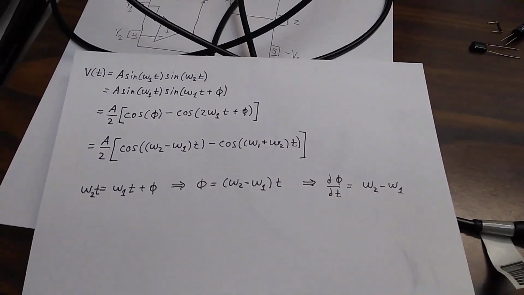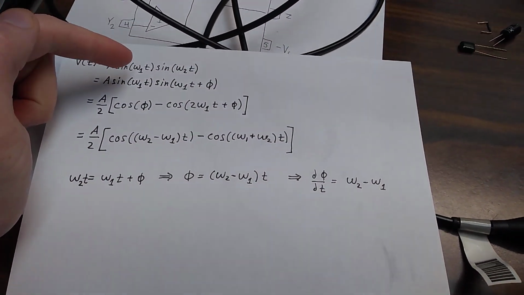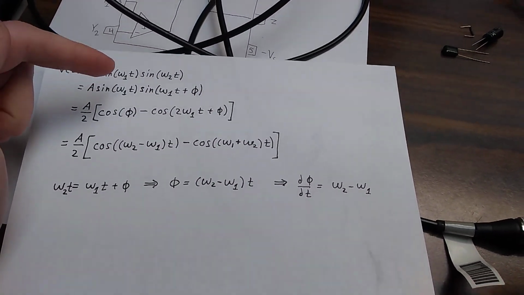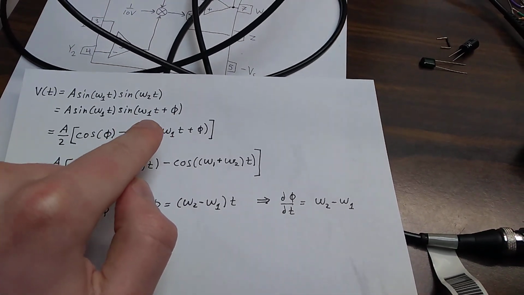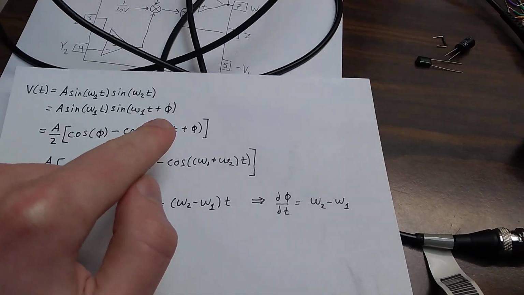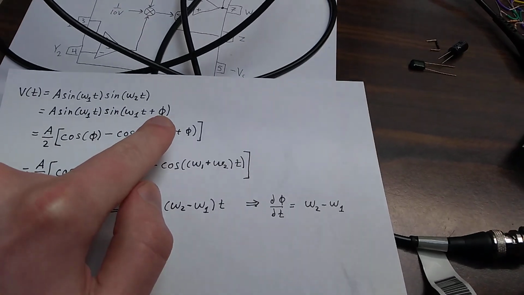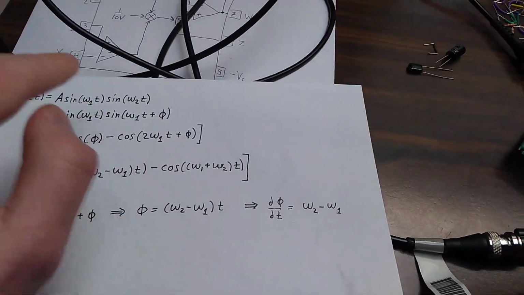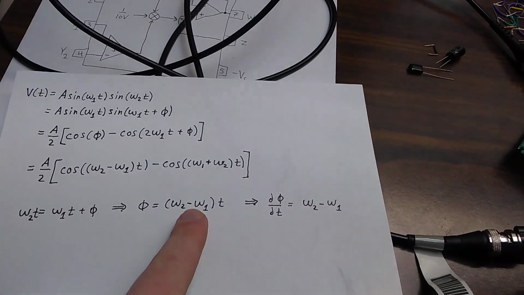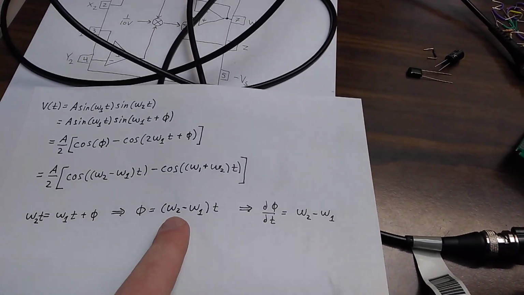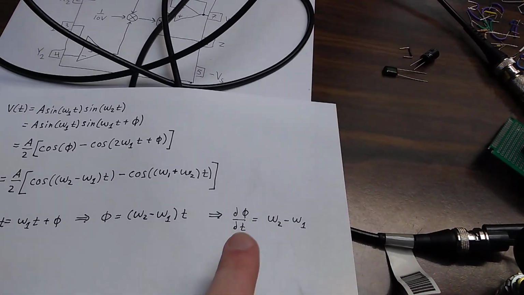So here's the theory. We're multiplying two sine waves of frequencies omega 1 and omega 2. Here I replaced omega 2t with omega 1t plus phi. So this phi is going to be a linear function of time. If we actually solve for phi, that's exactly what we get. It's a linear function of time, therefore its derivative with respect to time is constant.